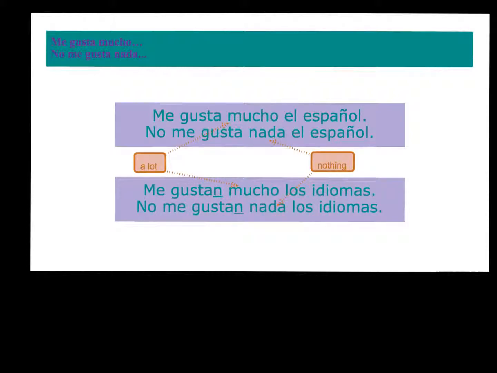The rules for making this plural are completely unaffected by adding the mucho and the nada. So if I want to say, for example, I like languages a lot, I still need to change the gusta to gustan, and we get me gustan mucho los idiomas. Or I don't like languages at all, no me gustan nada los idiomas.